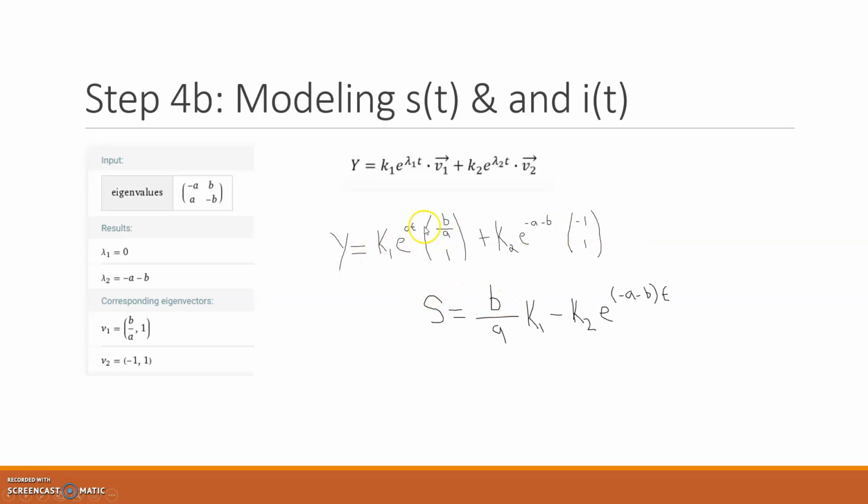And then if you multiply the vectors times these terms, you're going to get s is equal to b over a times k1. The e to the 0t just becomes 1, so it kind of cancels out. And then you'll have the negative 1 times k2 times e to the negative a minus b times t. Same thing for I. You multiply the I, you'll get k1 plus k2 times e to the negative a minus b times t.